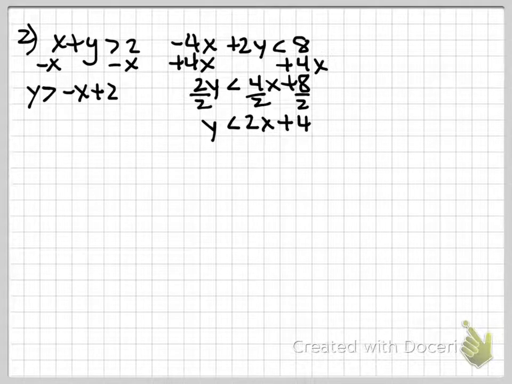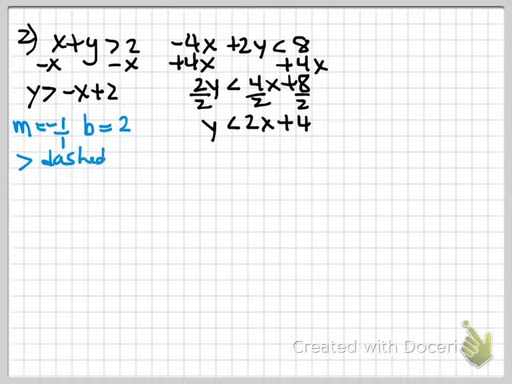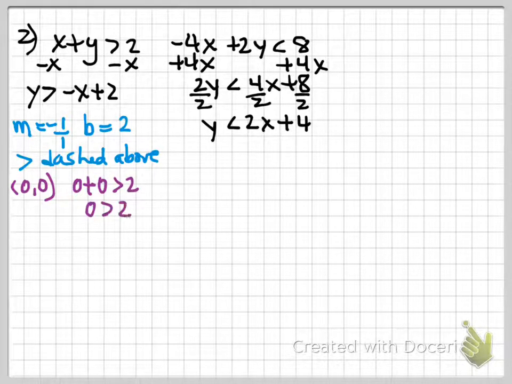Now we identify our information. Slope on the first one is negative 1 over 1. And for the y-intercept, it's 2. Greater than tells me two things. Dashed and above. I'm going to test 0, 0 quickly. And I'm going to go back to the original equation. Is 0 plus 0 greater than 2? Is 0 greater than 2? Okay. So because that's false, what that's going to tell me is that you better not shade where 0, 0 is.